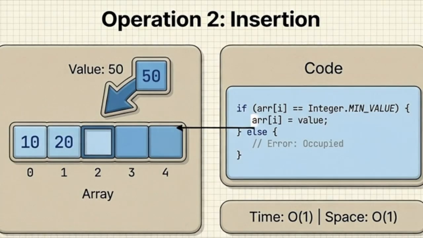Second is insertion. Insertion is tricky. Since the size is fixed, you can only insert if there is an empty space. If the index is valid, boom, you drop it in. This is big O(1) time complexity. Why? Because you don't have to shift anything. You just write to a specific address.